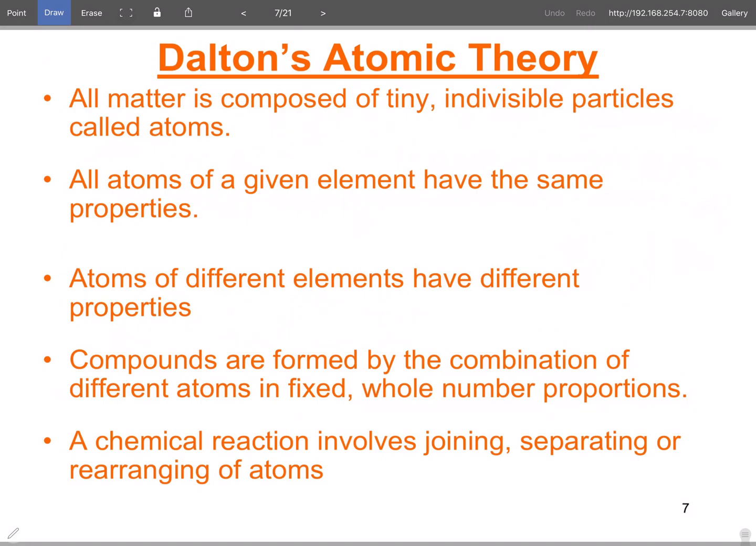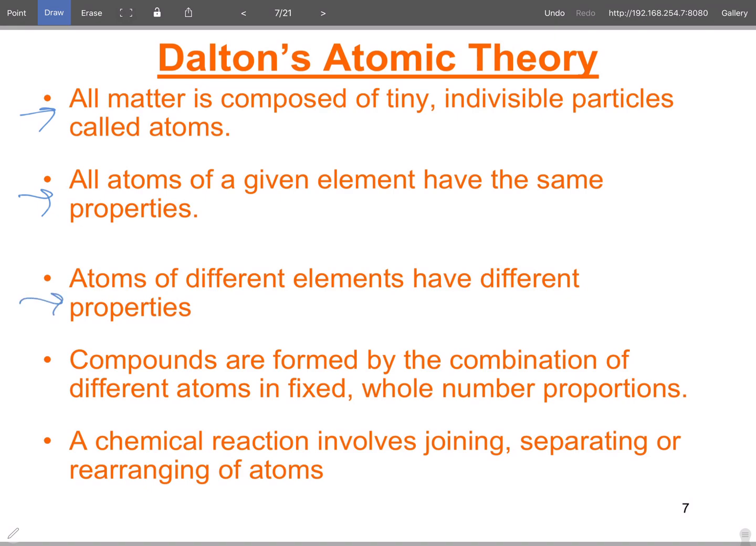And that's what John Dalton did. And the first thing he stated was that all matter is composed of tiny indivisible particles called atoms. He got this from Democritus, which is atomos. So that is the smallest particle. All atoms of a given element have the same properties. Doesn't matter whether you're dealing with gold in the United States, Korea, England, Germany, doesn't matter. It has to have the same properties or it's not the same species.